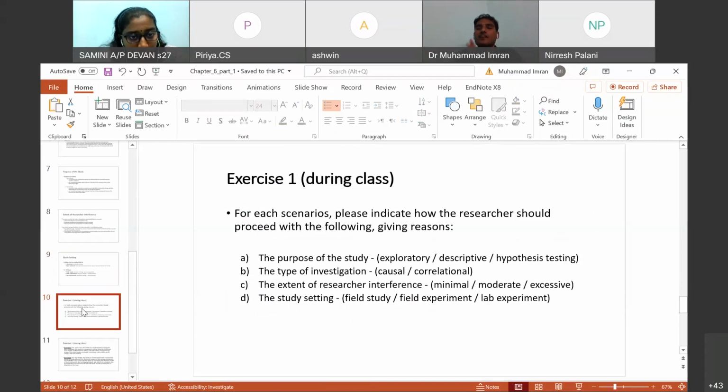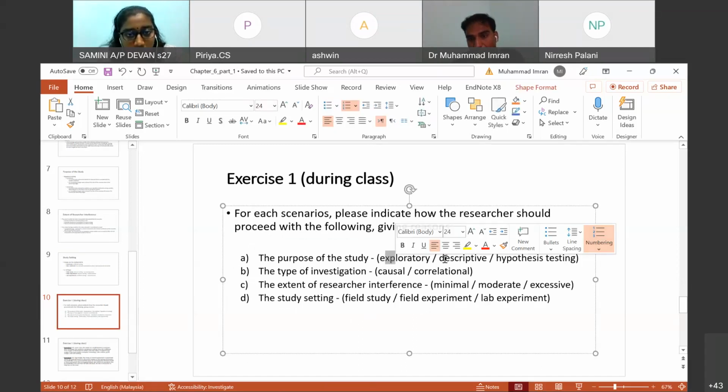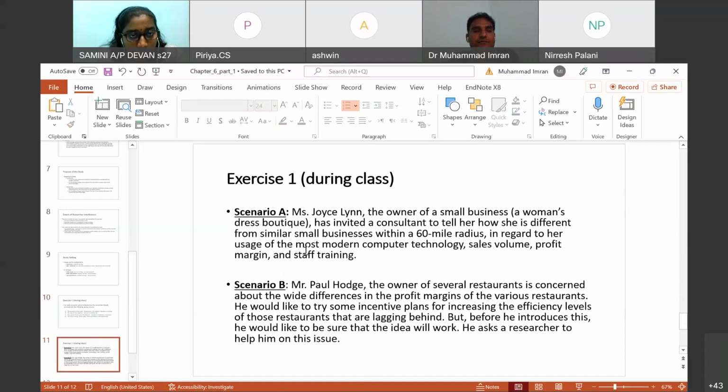Let's discuss. Now it is your turn, for the whole class. Number one, during the class, for each scenario, please indicate how the researcher should proceed, giving reasons. Number one, the purpose of study. I will give you the case study and you will find whether that case study belongs to exploratory, descriptive or hypothesis testing. Which type of study? And the type of investigation, causal or correlational. And the extent of the researcher interference, minimum, moderate or excessive. And the setting. Let's read this one. Scenario A and scenario B.